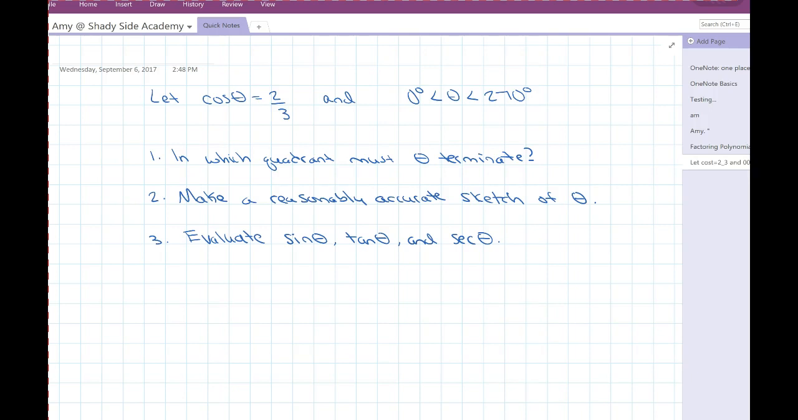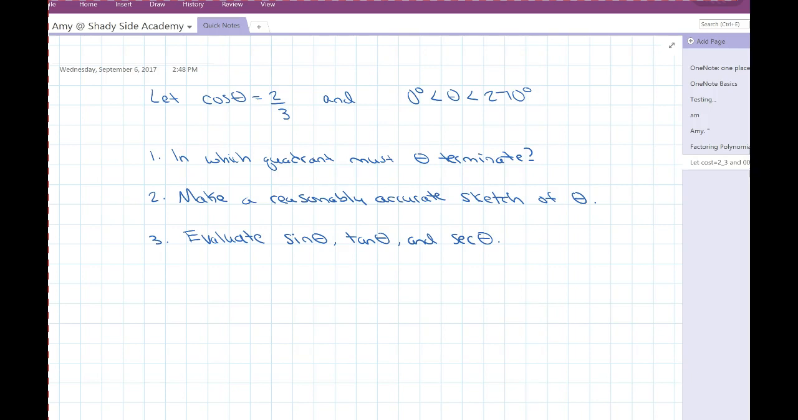So I start here with this question. I say, let the cosine of theta equal 2/3, and theta is between 0 degrees and 270 degrees. And the first question I ask here is, in which quadrant must theta terminate? Okay. Maybe you'll give yourself a chance just to write the question down, and then you'll replay me when you are ready to think out loud with me.